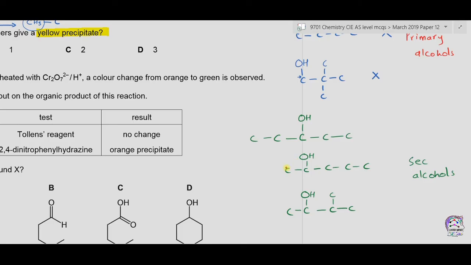Let's see which one has a methyl group directly attached to the carbon atom with OH. So this is the carbon atom with OH. It does not have any methyl group, so this won't give a positive result. This is the carbon attached to OH and it does have a methyl group directly attached, so this will give a positive iodoform test. Again, this carbon does have a methyl group, so this will also give a positive iodoform test.